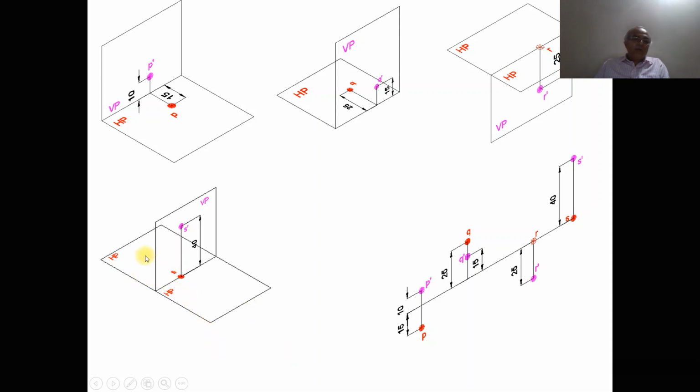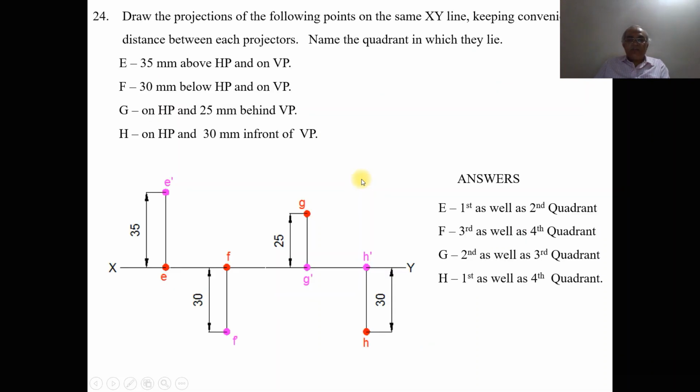When HP is rotated down in the first quadrant, HP is rotated to the top, but the image is going to lie at the same position. So S will be below the XY line and S dash will be above the XY line. So this is how you will be able to analyze this problem.